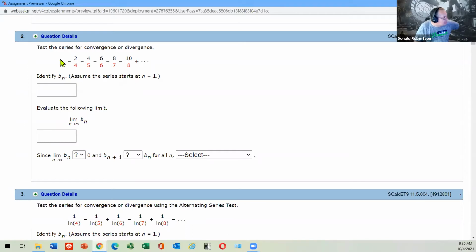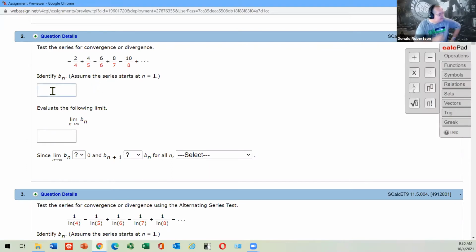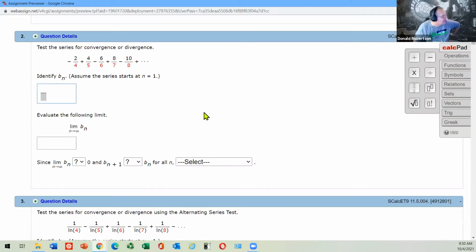Bn has nothing to do with the negatives, that comes later, right? We're just focusing on the Bn here. Do you see it's 2/4 and 4/5 and 6 and so on? Now, I need a formula for this guy. It's definitely a fraction. So 2, 4, 6, 8, 10. What do you think belongs in the top?